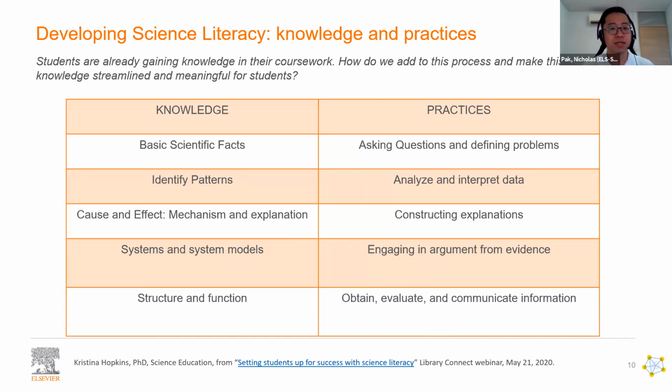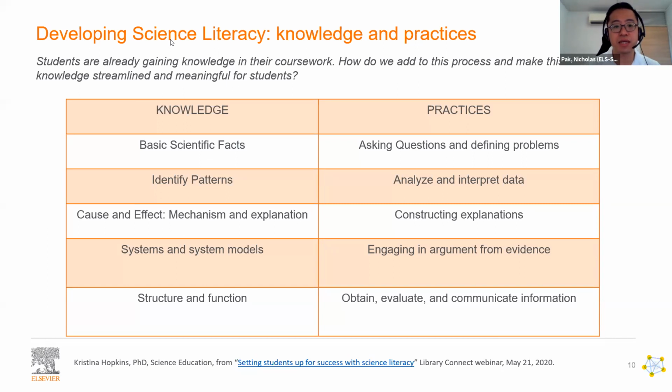And for instance, let's talk about some examples. One way of getting knowledge is by getting basic scientific facts, right? A very good practice next would be to ask questions and to define problems through these basic scientific facts. The other key thing here would be, how do you identify patterns, right? One way of identifying patterns and taking a step forward would be to analyze and interpret data. The next stage will be cause and effect in terms of mechanism and explanation. And a very important step forward would be to construct explanations.